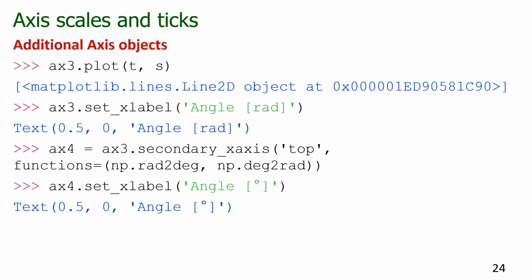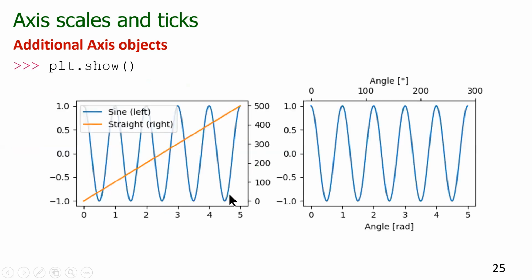We are labeling. Then ax3.plot of t, s. Then ax3.set_xlabel angle in radians. Then ax4 equals ax3.secondary_xaxis. We are taking the top function equal to np.rad2deg, np.deg2rad conversion. Then ax4.set_xlabel angle in degrees. Now you can see the plotting, plt.show. So this is the first one, this is the second one.